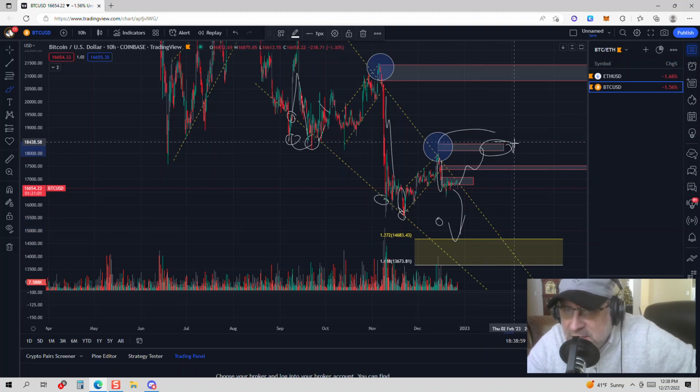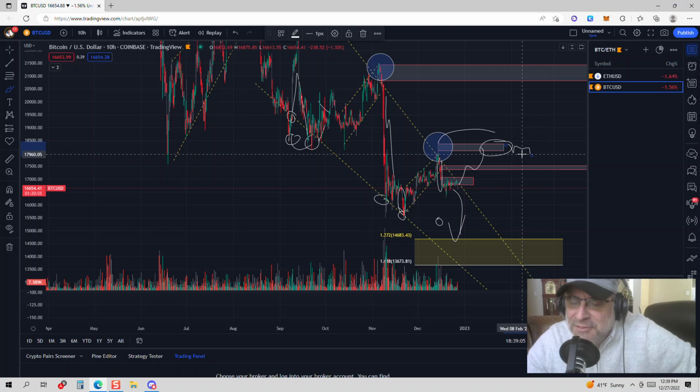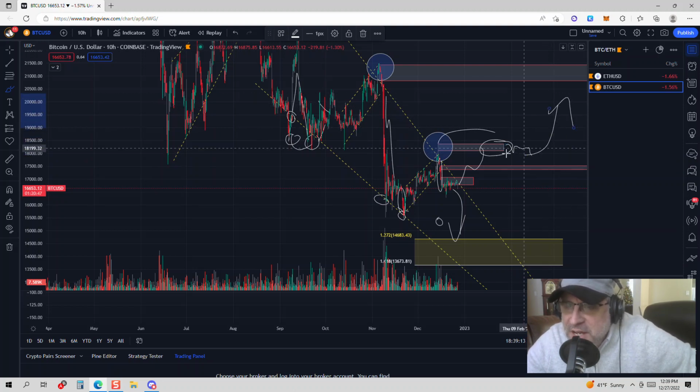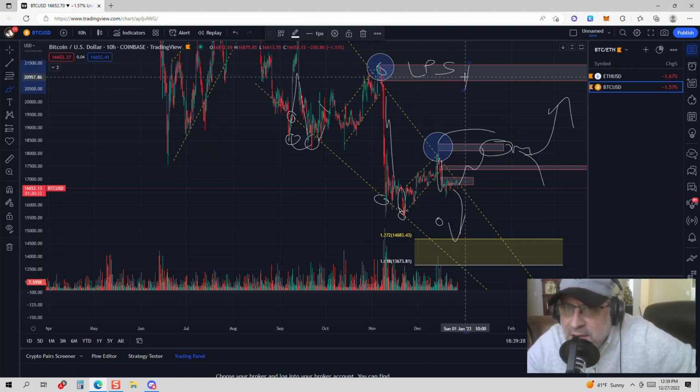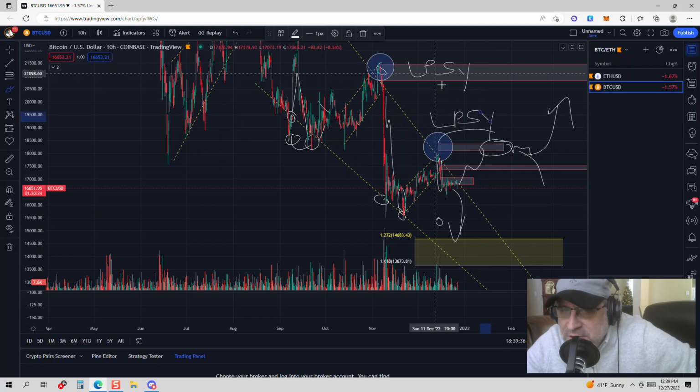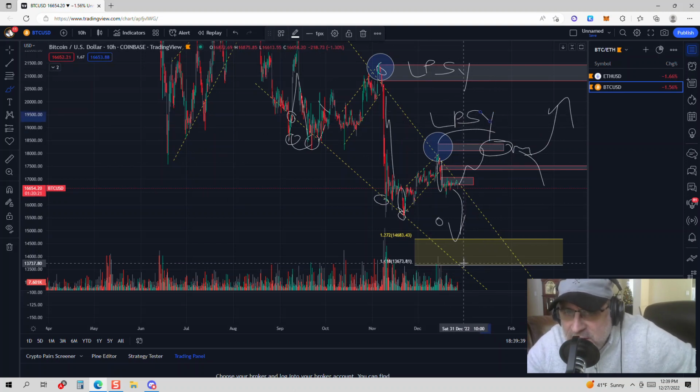And then I would expect some more lateral consolidation, maybe kind of forming what might look like a cup and handle on that, and it would continue up to the 21. But if we don't do that and we come back down, then this pump right here would be seen as a last point of supply, LPSY, and then this one here, the subsequent LPSY, as we mark down the whole scale. So these will be last points of supply as we mark down here.